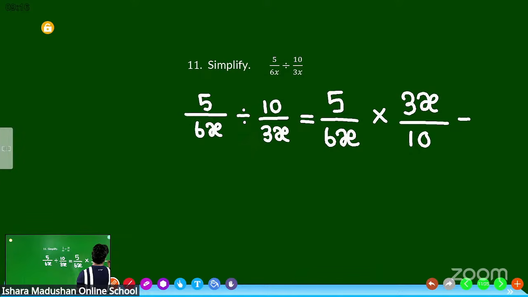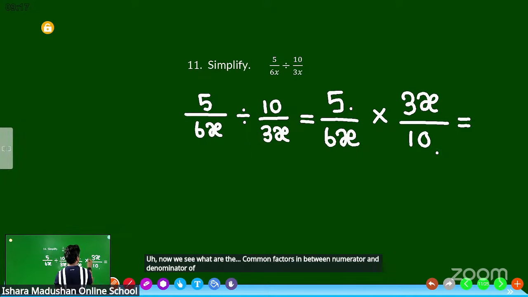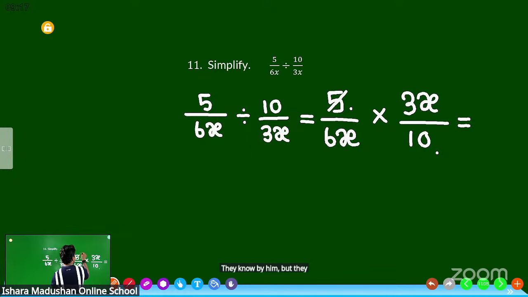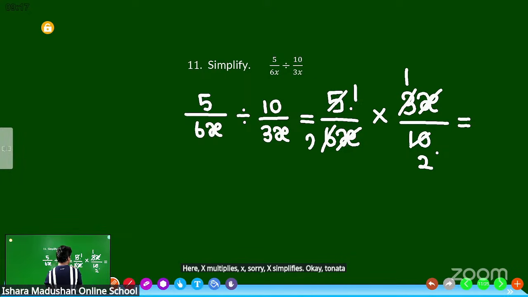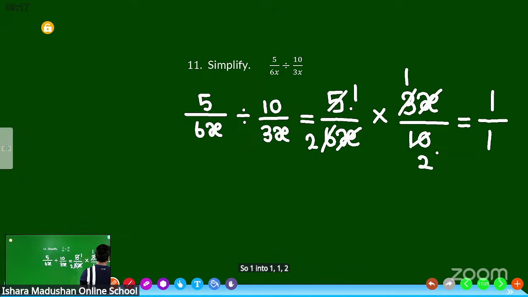Now we see what are the common factors between the numerators and denominators of the two fractions. How many 5s for 5? 1. How many 5s for 10? 2. Here x multiplies, x simplifies. 3 into 3 is 1, 3 into 6 is 2. So 1 into 1 is 1, 2 into 2 is 4. So the answer is 1/4.